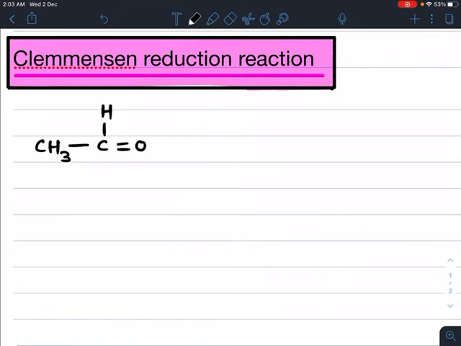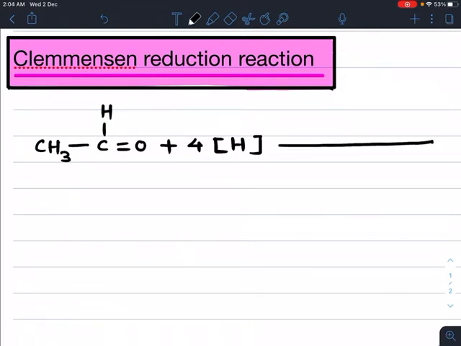When acetaldehyde or any aldehyde undergoes Clemmensen reduction, 4 nascent hydrogens are required, which are supplied by zinc amalgam and concentrated HCl. Zinc amalgam ZnHg and concentrated hydrochloric acid are used as a catalyst, and the mixture is heated. We get the addition of hydrogen.